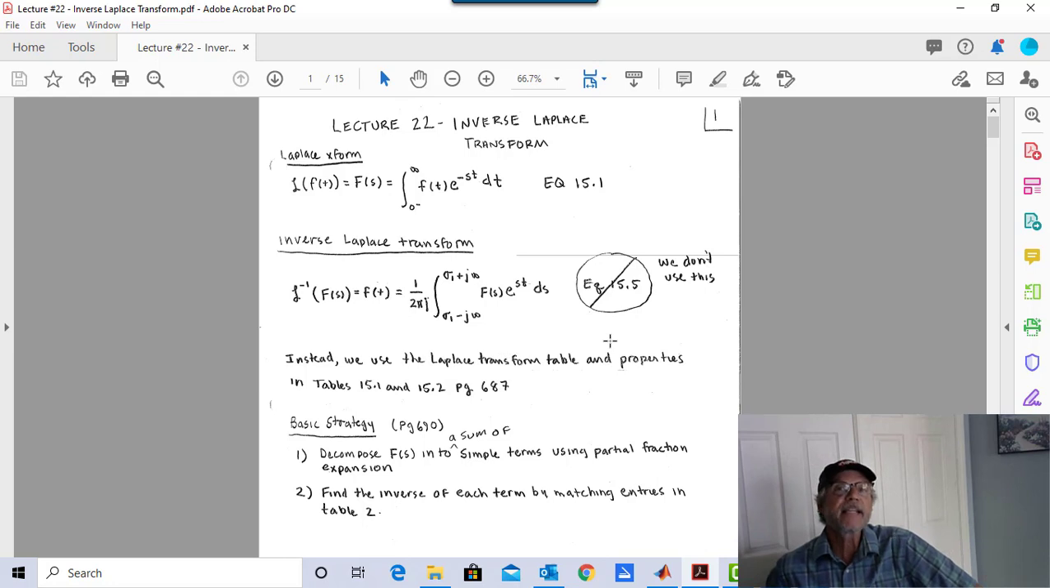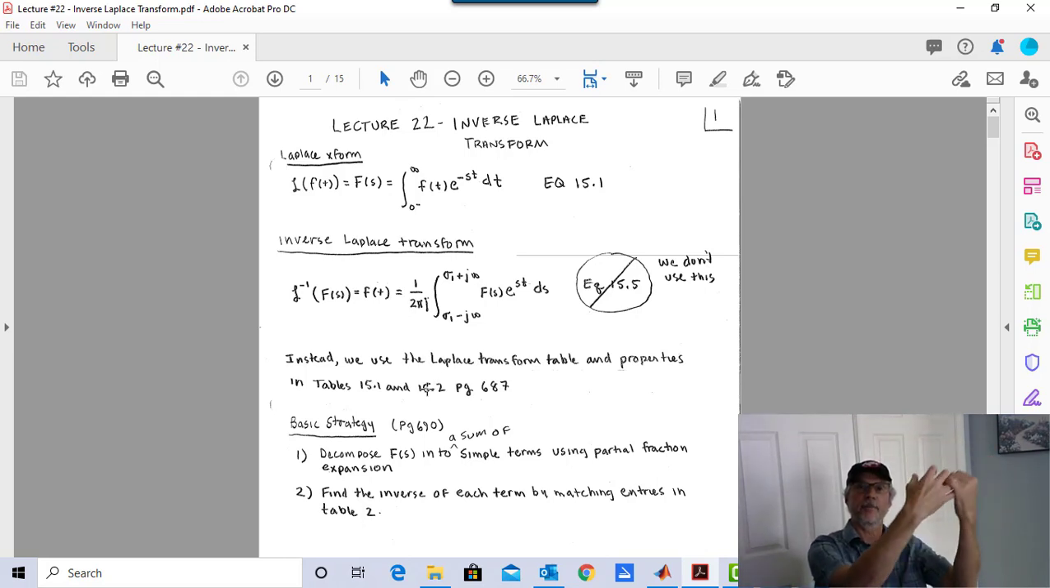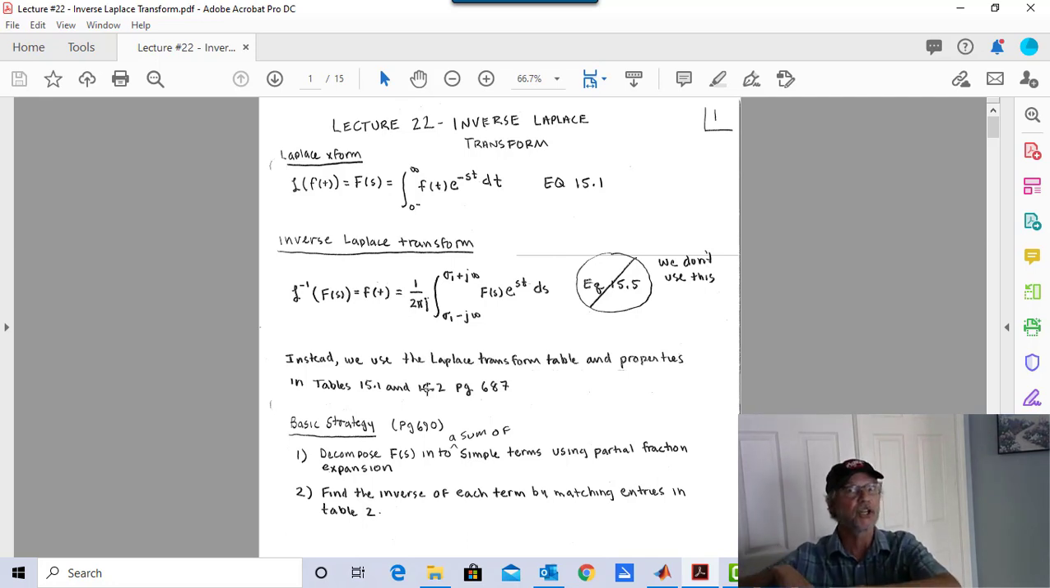So instead, what we're going to use are the Laplace transform tables and the properties in tables 15.1 and 15.2. So just like we use the Laplace transform table to go from time domain to frequency domain, here, we're going to break complicated functions into simple functions, and then we're just going to use the exact same table, but we're going to go backwards through it.